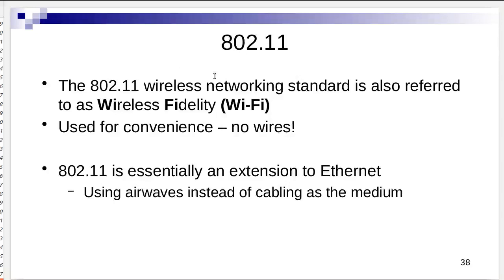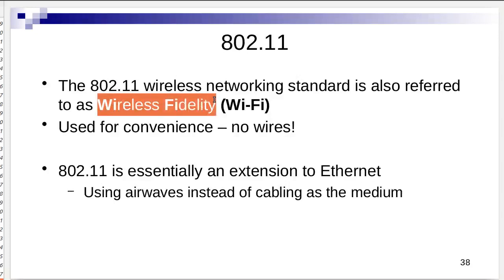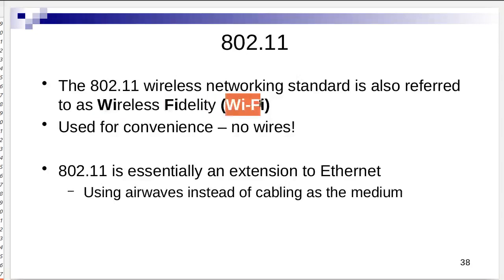That's a wireless network. It was just marketing. They called it wireless fidelity, sort of like hi-fi or high fidelity, and then it was called Wi-Fi, and that's how most people refer to it. It's used for convenience. You no longer have to have cabling, no wires, so you don't have to worry about that. But then you have to worry about making sure that no one's snooping on the traffic, because it's just going through the air.